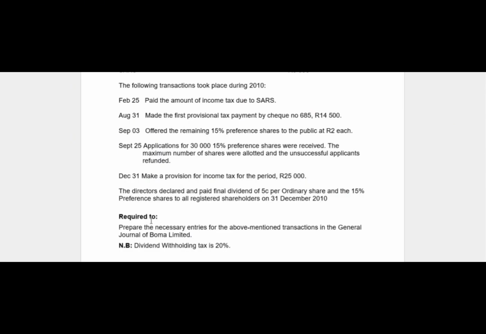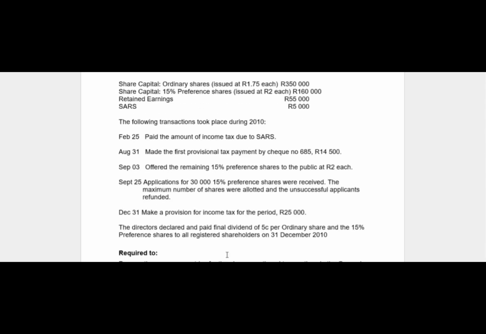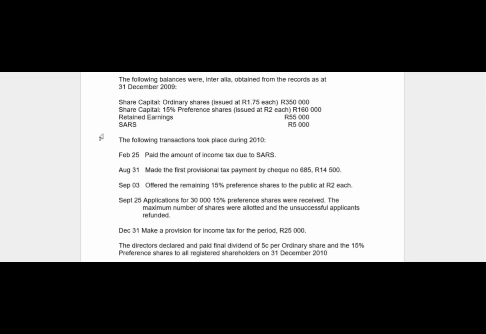So let's see, you are required to prepare the necessary entries for the above mentioned transactions in the General Journal of Mboma Limited. And dividends NB, dividends withholding tax is 20%, right? So now we need to go and record all these transactions that took place in 2010 in the General Journal, right?